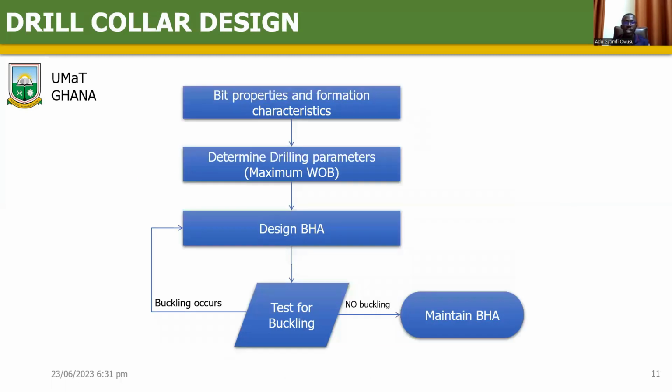So in designing our jaw pellets, we take into consideration our bit properties and formation characteristics. This helps us to determine the joining parameters we want. That's the maximum weight on bit to allow us to design our optimal assembly. We decided to test if our BHA will buckle or not. So if the BHA buckles, it redesigns another BHA. If there is no buckling, it maintains that BHA, and that particular BHA is used in the simulation process.